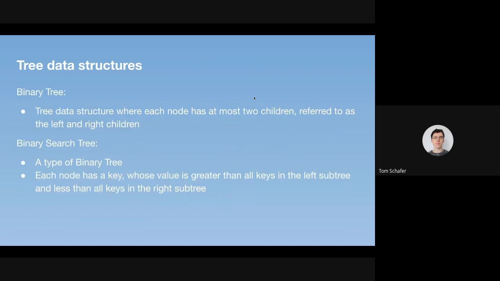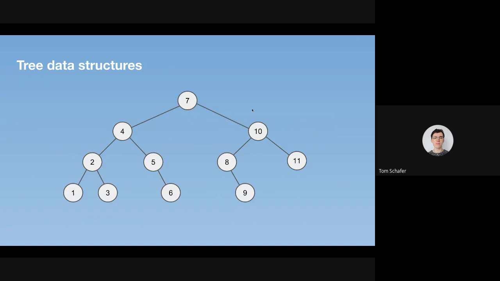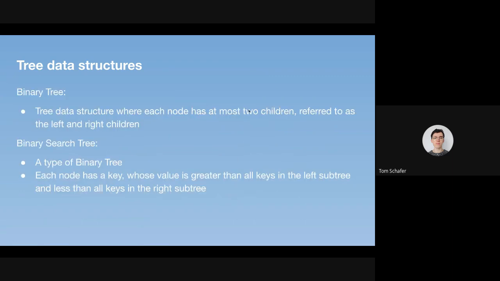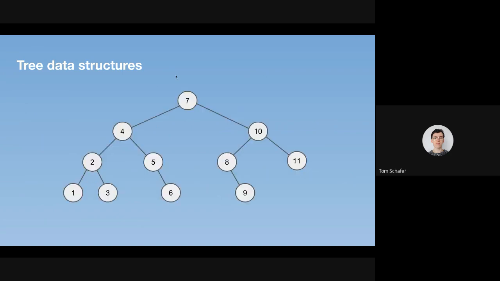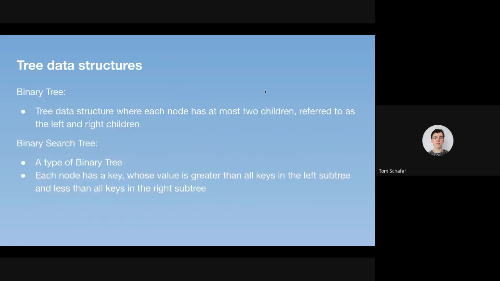The first definition is for a binary tree. This is a tree data structure, and a binary tree is one where each node has at most 2 children, referred to as the left and right children, which this satisfies. We've got a node here, it's got 2 children, so we go down, left child, right child.